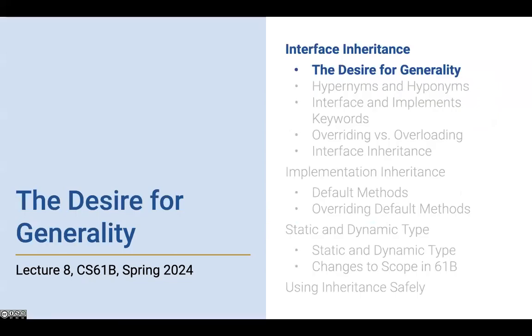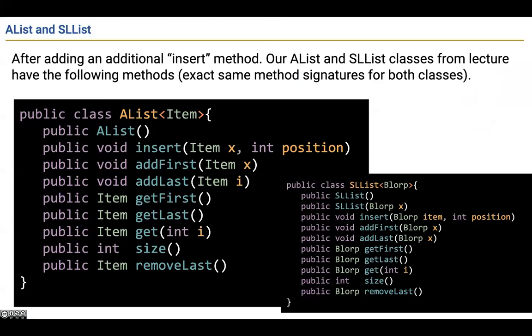Okay. So, what's inheritance? Why do we need it? Why are we spending 4 lectures on this thing? So, in the last 4 lectures, we built the beautiful A list, which had these methods. You could add to it, you could get items, you could remove items. And we also built the beautiful S list, which had these methods. You could add items, you could insert items, you could remove items.